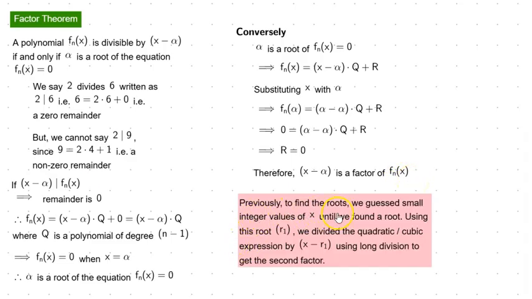Now, previously, to find the roots, we guessed small integer values of x until we found a root. Using this root, we divided the quadratic or the cubic expression by x minus r1 using long division to get the second factor, which is what this theorem is all about. So that was the factor theorem.